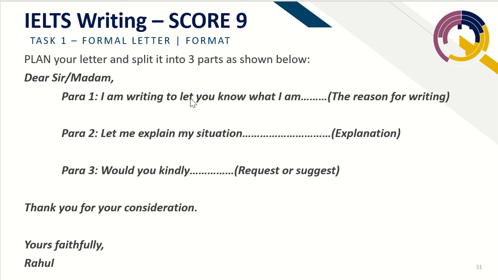So you could start off para 1 saying that I am writing to let you know that I missed the school hour on this particular day. And then in the next paragraph, you do the explanation where you say, let me explain my situation. I had met with an accident on the way, and although it was not serious, I could not make it on time, hence I missed the class. And in paragraph 3, you reassure, request, or suggest, and you would say, I will make up, would you kindly allow me to attend other classes and make up for the time that I lost.